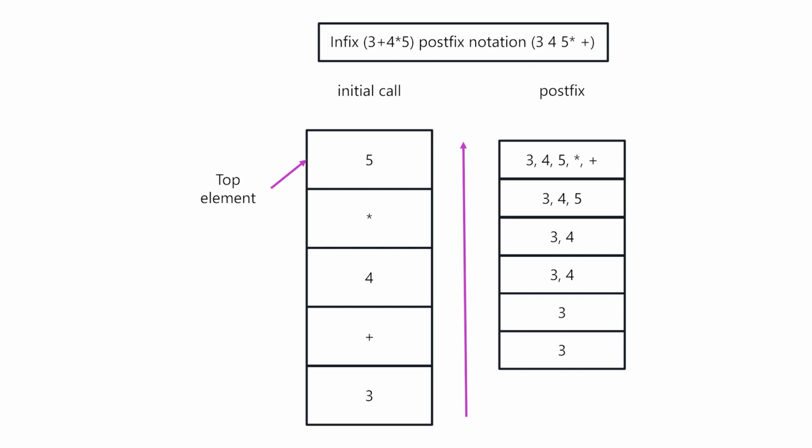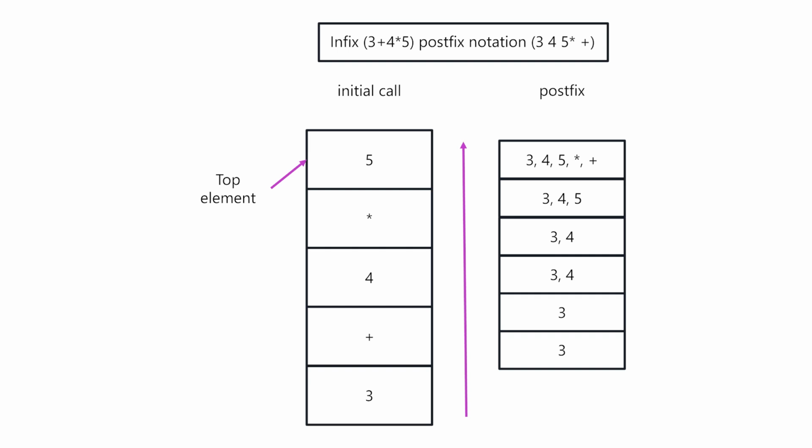The next operand, 4, is added directly to the postfix expression. Now, the multiply operator is encountered. With higher precedence than plus, multiply is pushed onto the stack above plus. The final operand, 5, is then added to the postfix expression. With no more operands left, the stack proves its usefulness. Operators are popped in the correct order. First, multiply, then plus, ensuring the postfix expression is properly formed.